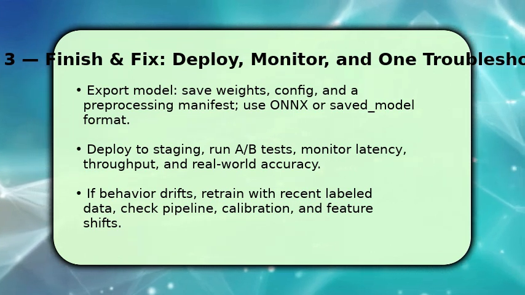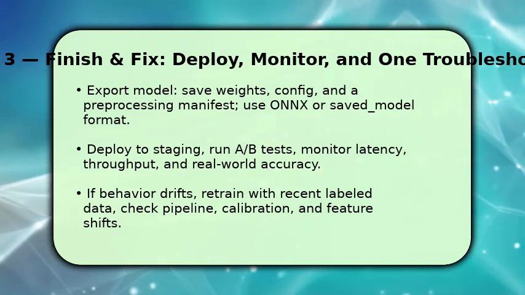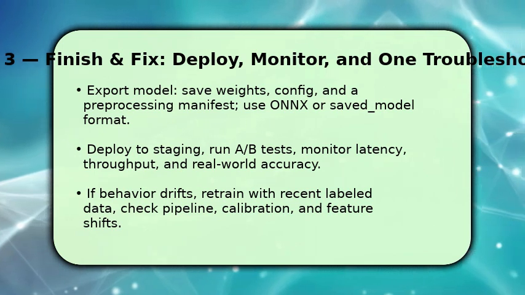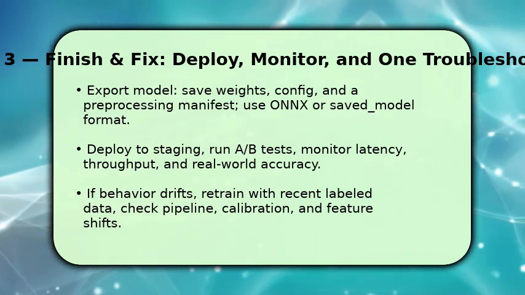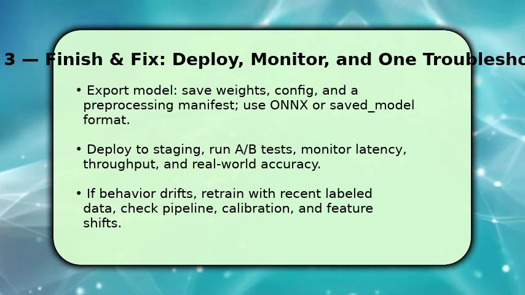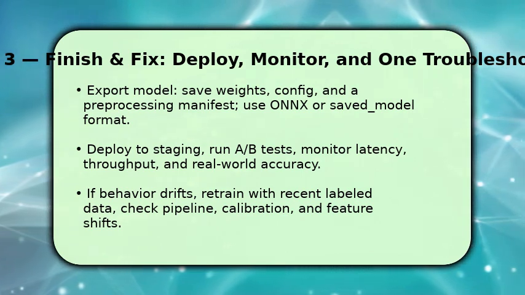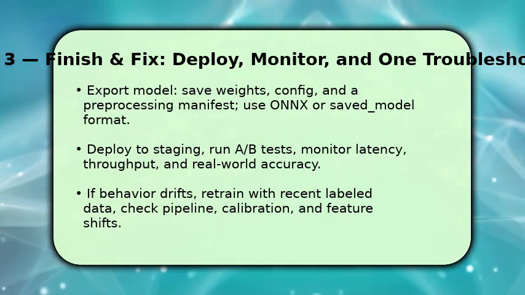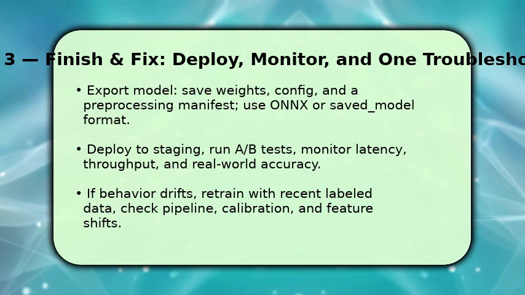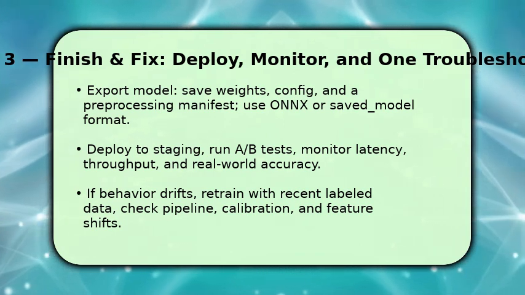If production drifts or errors appear, retrain using recent labeled data and audit the preprocessing pipeline for feature shifts. One key troubleshooting tip: when performance collapses, first check data schema and normalization. Mismatched scales cause the majority of failures, so verify inputs end-to-end.